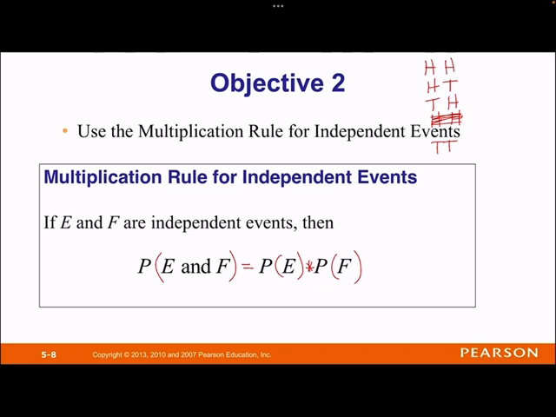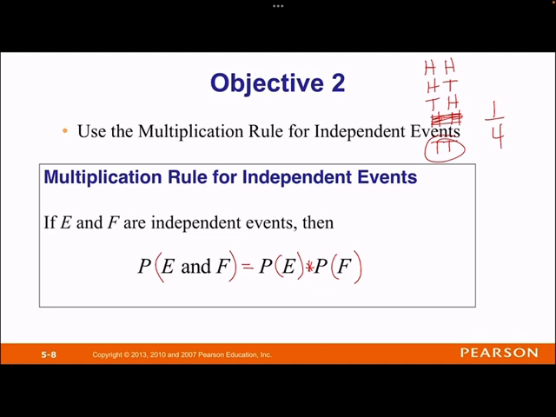And then we said that the probability of your event, tails, tails, was 1 out of a total of 4 different outcomes. Those are independent events. What you toss on one coin has no effect on what you get on the second toss. So when you have independent events, you can multiply the two probabilities together. The multiplication rule for independent events says that if E and F are independent events, then the probability of E and F equals the probability of E times the probability of F.